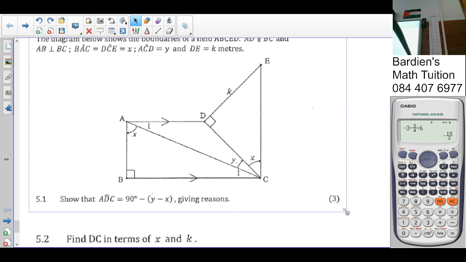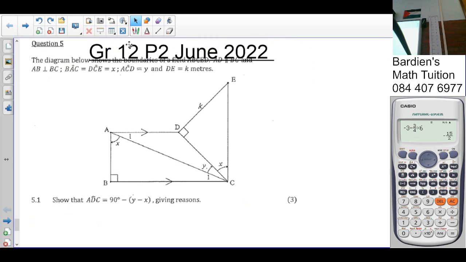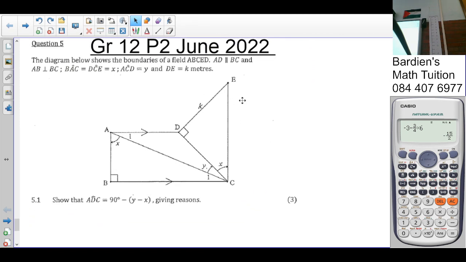Okay, so at this point, we're looking at question 5. We're told that the diagram below shows the boundaries of a field A, B, C, E, D. AD is parallel to BC and AB is perpendicular to BC. Then we are told that BAC is equal to DCE, which is equal to X, and ACD is Y.